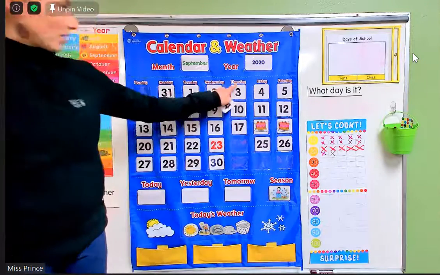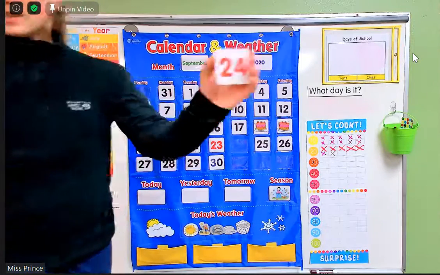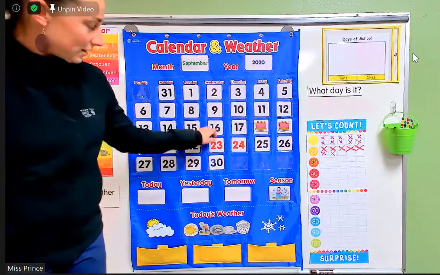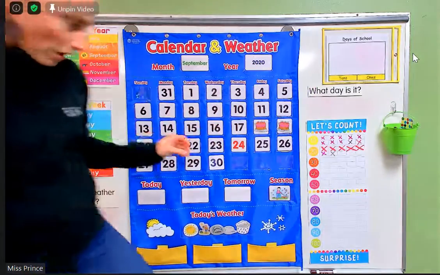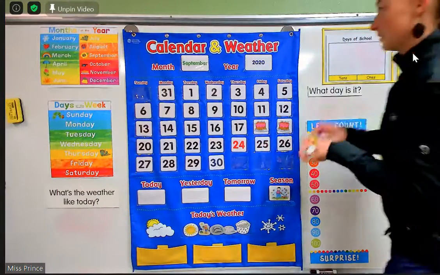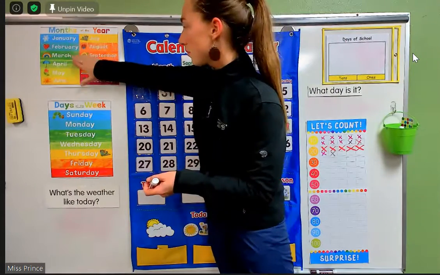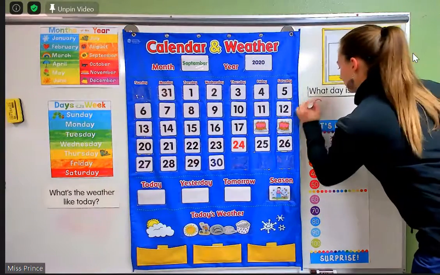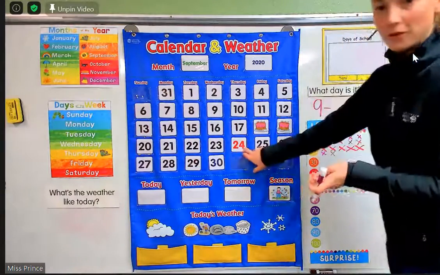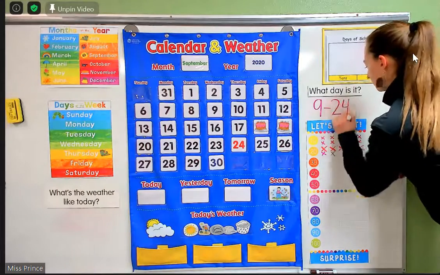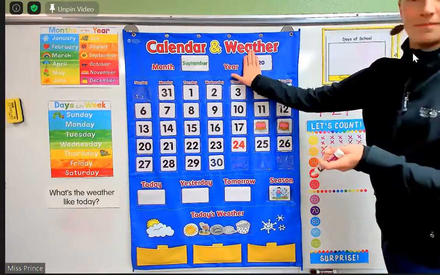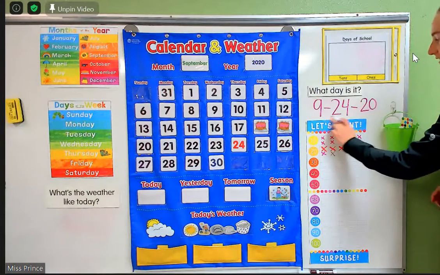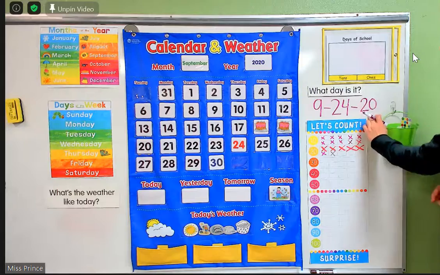Today is Thursday, September 24th, 2020. And how we're going to write that is 9th month, 1, 2, 3, 4, 5, 6, 7, 8, 9, dash 24, dash 20. Again, that's 9, dash 24, dash 20.